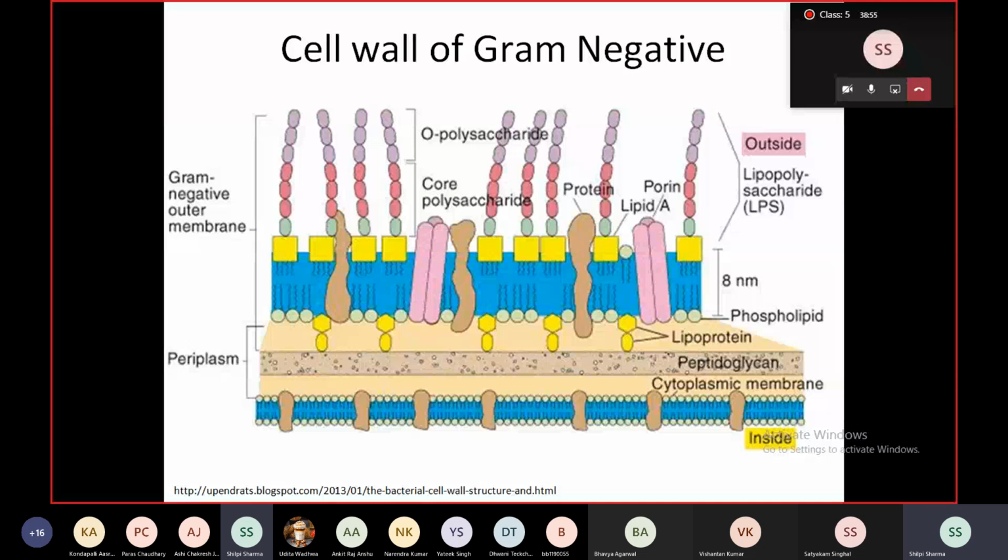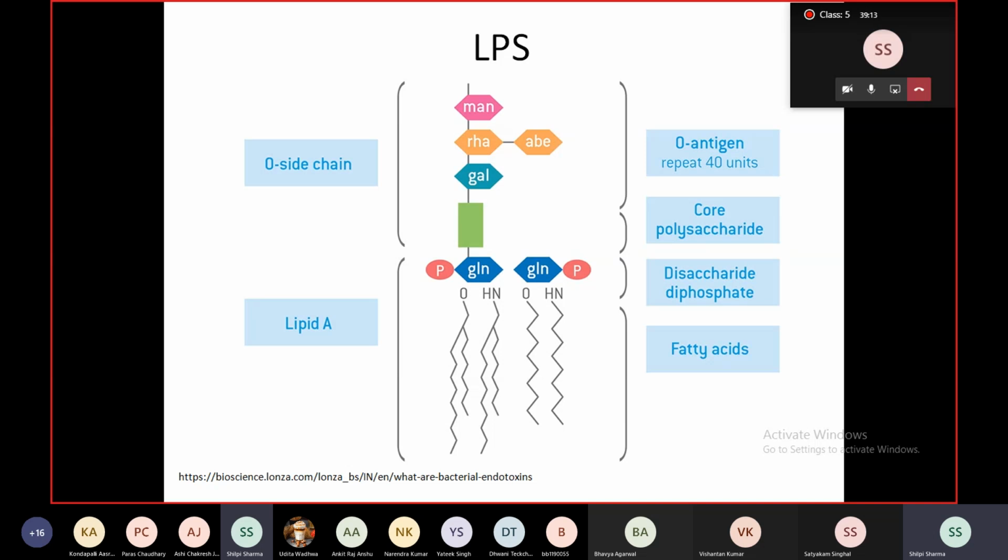In addition to the proteins and the phospholipids, the outer membrane of gram-negative bacteria contains a unique component, like you had teichoic acid there. Here, there's a unique component called lipopolysaccharides or LPS. Now, the LPS are composed of three components. There is a distinct lipid A, a core polysaccharide, and an O antigen or O polysaccharide.